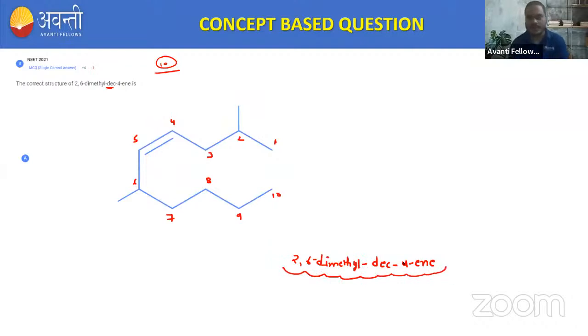So I hope everyone has understood that option A is the correct one, right? Only option A is correct. So the correct structure for 2,6-dimethyl dec-4-ene is nothing but option A, because this is very simple, just IUPAC naming, right? Is it clear to everyone? Confirm once. Did everyone understand? Right. So this is the correct option, that is option A. Okay, let's go.